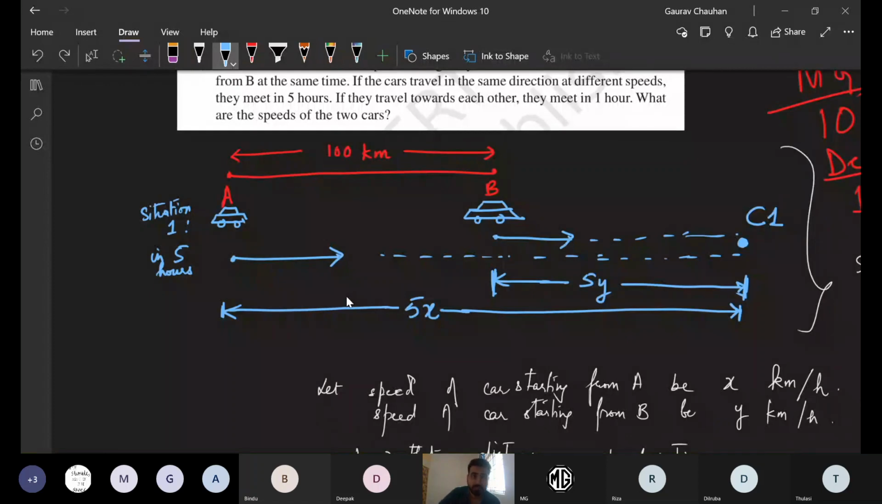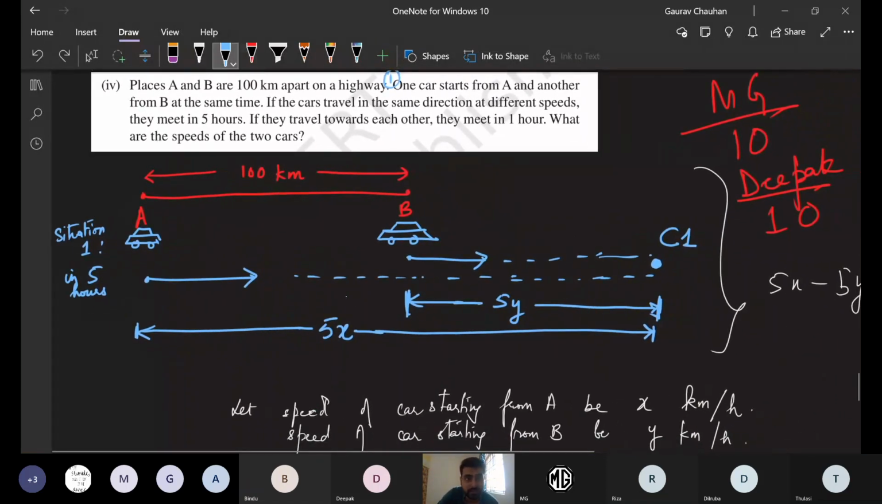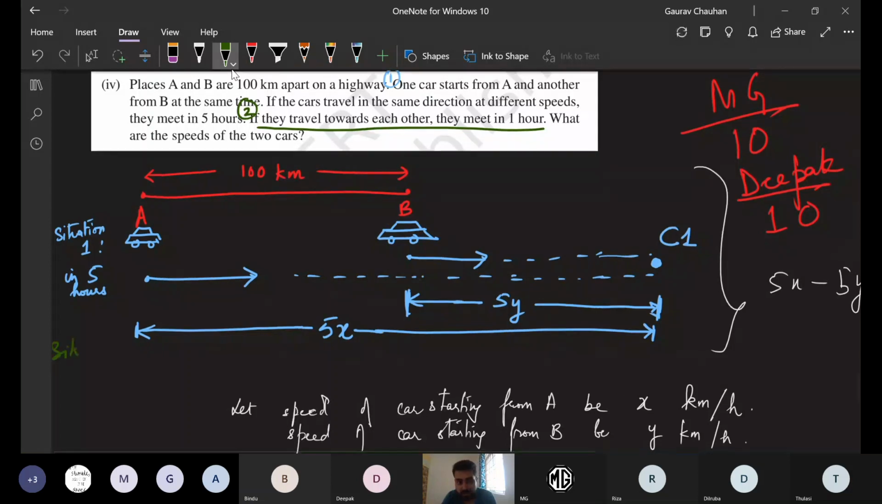All right. Cool, guys. So now we'll move on to situation 2. Let me take a different color. Situation 2 is if they travel towards each other, they meet in 1 hour. Very interesting. Towards each other. Situation 2. I'm drawing in green.